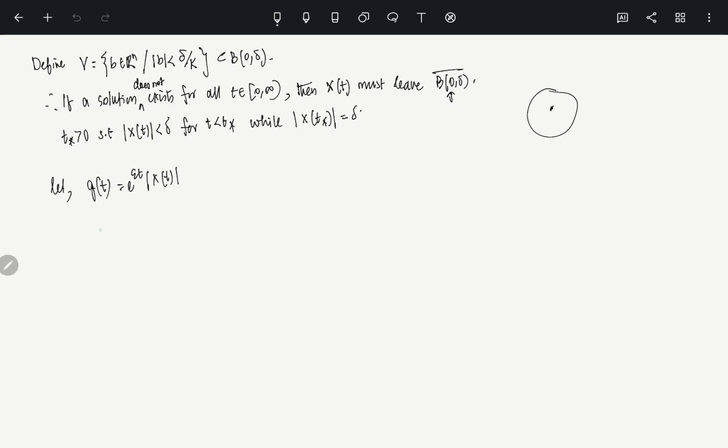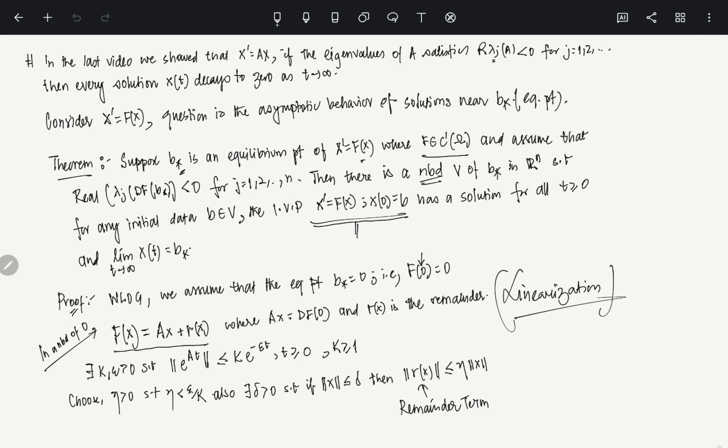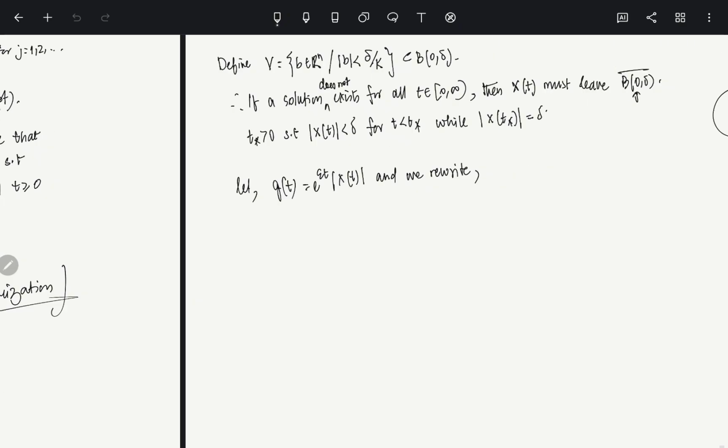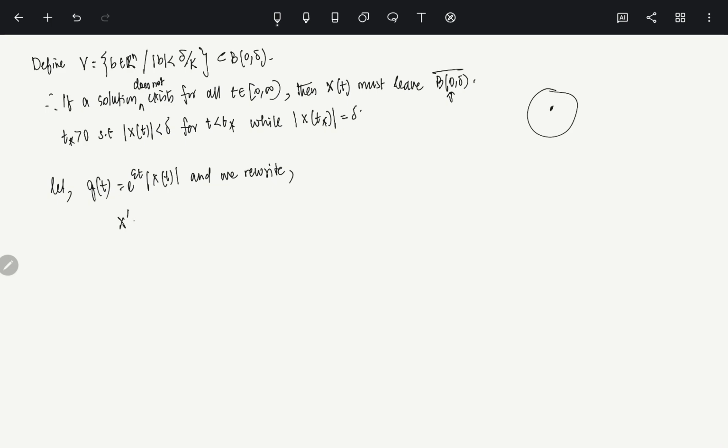Let g of t be this, and we rewrite. Okay, see, x prime equals f of x, and what is f of x? f of x is Ax plus r of x, right? So we have x prime equals Ax plus r of x. Is it okay? And what is x0? x0 is given to be b. We can rewrite the equation like this, where I am replacing f of x with this.